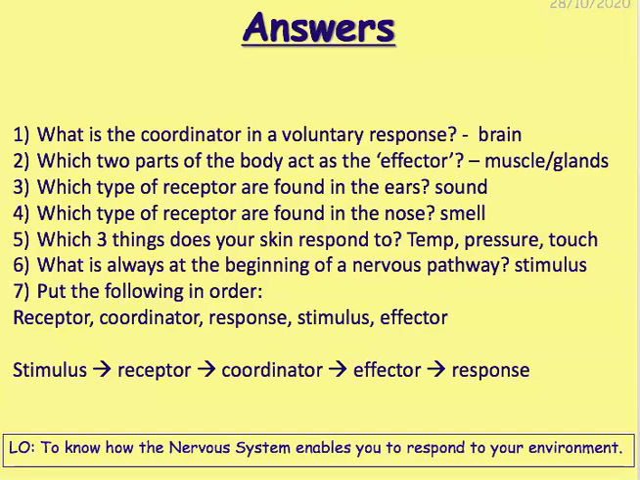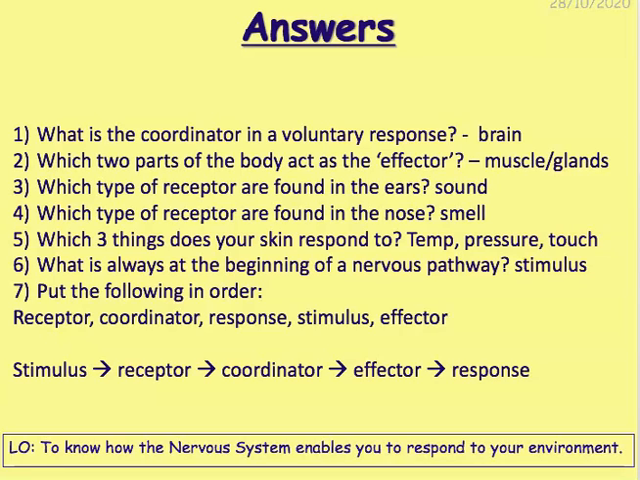Okay, so here are the answers. Number 1, what is the coordinator in a voluntary response? It is the brain. So it's the brain that's making a decision of how you are going to respond to your environment. Number 2, which 2 parts of the body act as the effector? It can be the muscles, but it can also be the glands.